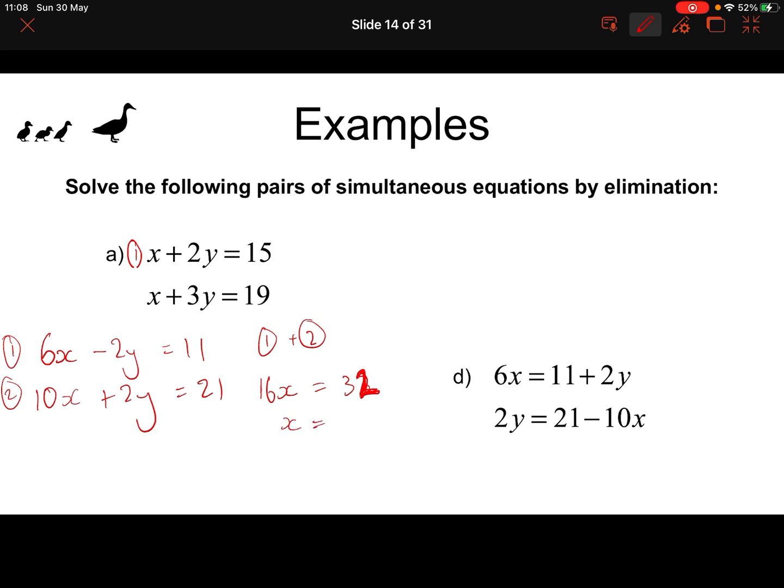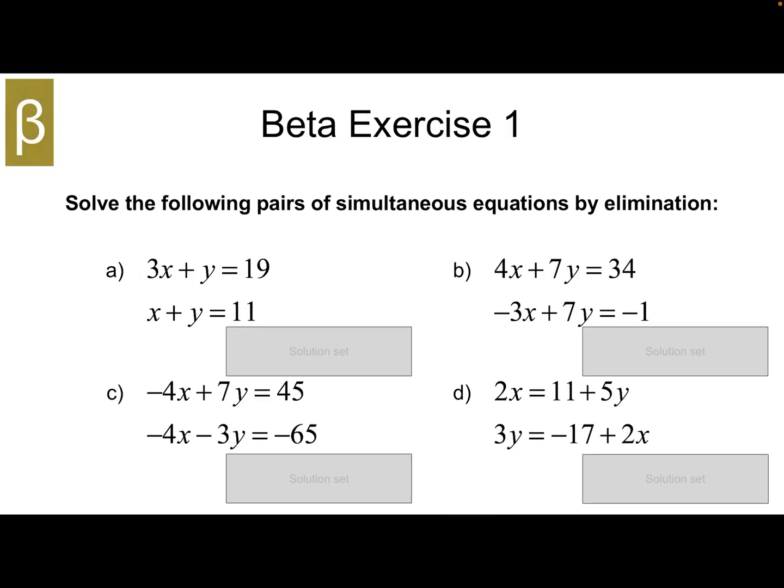X equals 2. Okay, then sub x equals 2 into equation 1. So 12 minus 2y equals 11. So minus 2y equals 11 minus 12 is negative 1. So y is equal to a half. Don't need to turn it into a decimal, I just leave it as a fraction. Y is equal to a half. Okay? Right, so have a go at some questions. Stop your video and have a go.